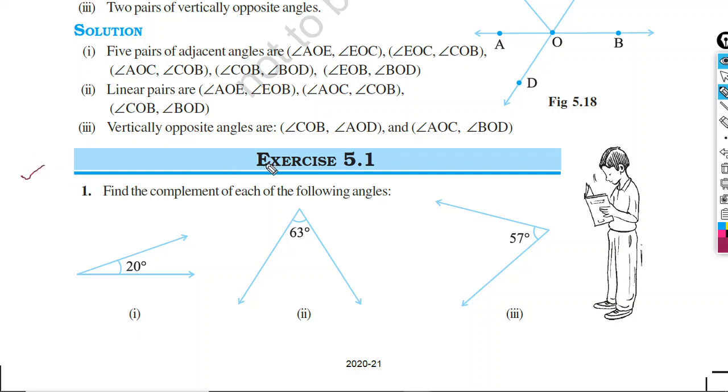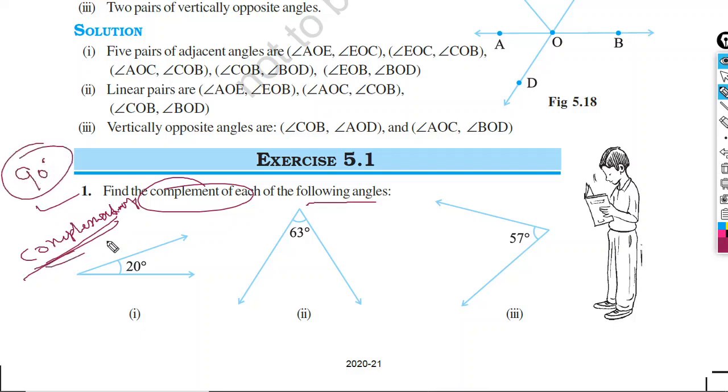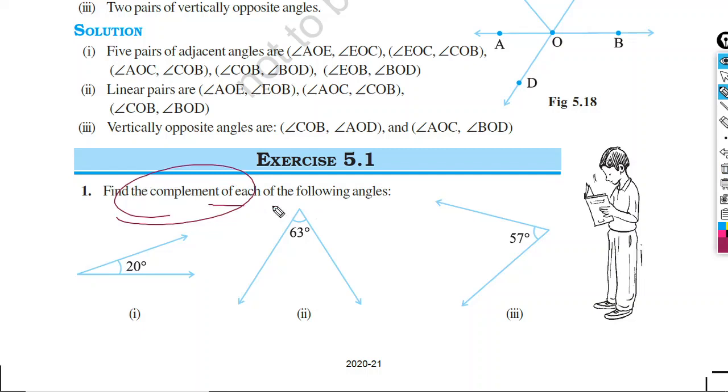Now we are going to discuss exercise 5.1. So let's start with the question. Question number 1. Find the complement of each of the following angles. So you know complementary angle. In complementary angle, you know that if the sum of two angles is 90 degrees, then we call them complementary angles. Now what we have to find? We have to find the complement of each of the following angles. Let's start it. Now we'll consider part I.